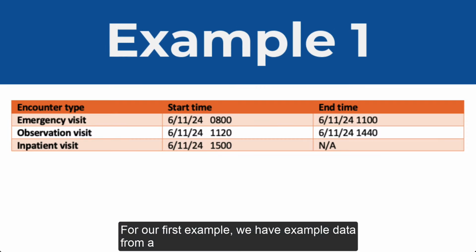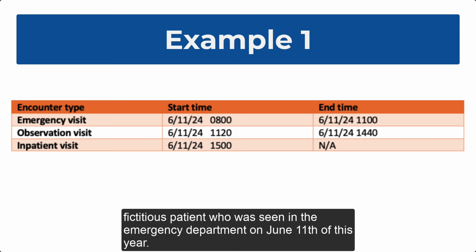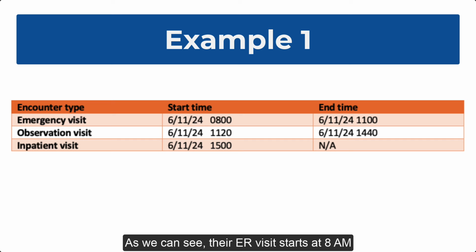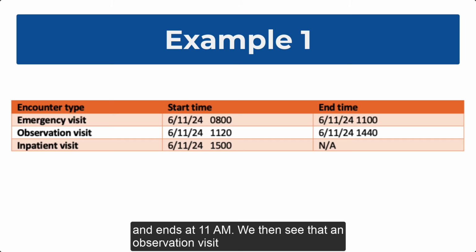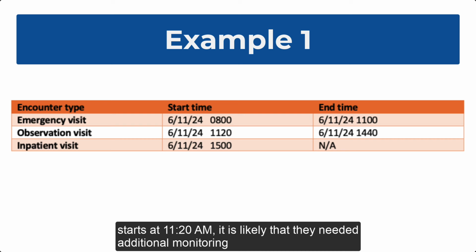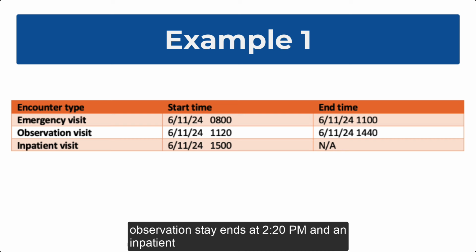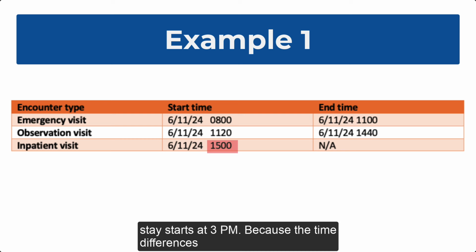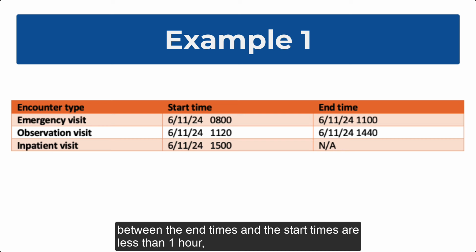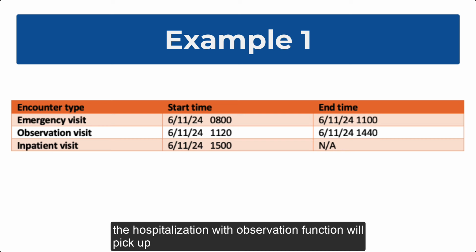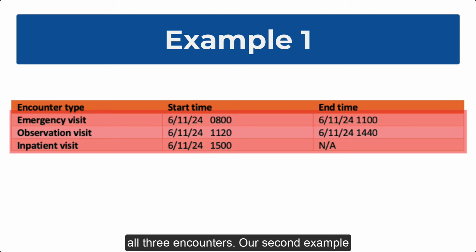For our first example, we have example data from a fictitious patient who was seen in the emergency department on June 11th of this year. As we can see, their ER visit starts at 8 a.m. and ends at 11 a.m. We then see that an observation visit starts at 11:20 a.m. It is likely they needed additional monitoring to determine the severity of what was occurring. That observation stay ends at 2:20 p.m. and an inpatient stay starts at 3 p.m. Because the time differences between the end times and start times are less than 1 hour, the hospitalization with observation function will pick up all three encounters.